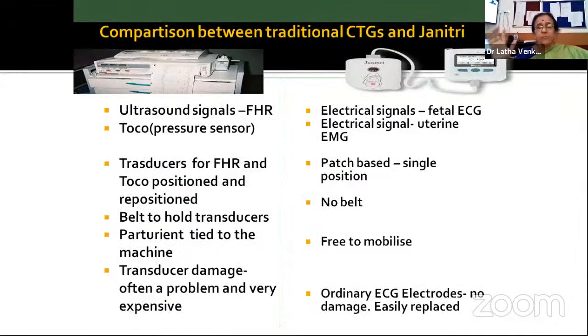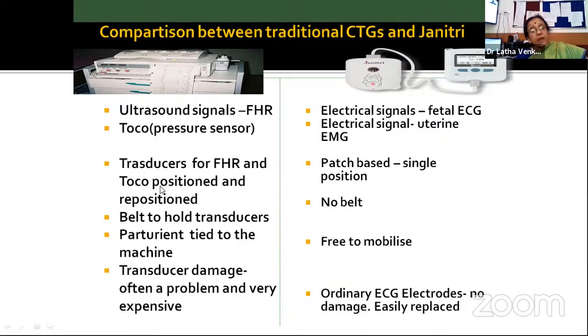To compare the traditional CTGs and Genitree: the traditional CTG uses ultrasound signals. That's why there is a lot of signal drop, etc. These are electrical signals; fetal ECG is converted into electrical signals. The toco is a pressure sensor, and many times, especially if the lady is obese, neither FHR nor toco would be optimal. So these are again electrical signals, and uterine contractions are recorded by electromyography. So even in an obese woman, this comes very, very handy.